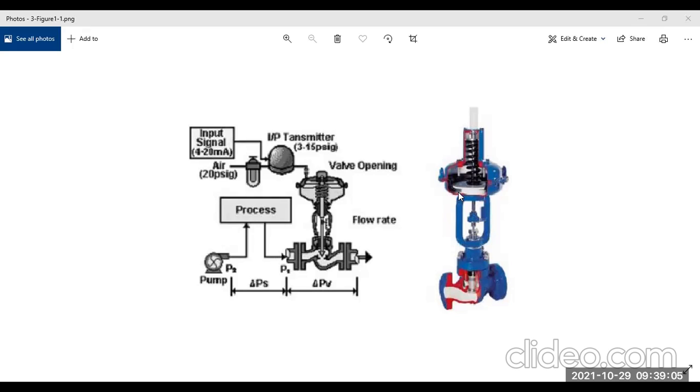In the definition, you have to know that this pneumatic controller depends on the flow of air pressure. Without air pressure, the pneumatic controller does not work. This is a very important thing. A pneumatic controller works based on the principle of the flow rate of air.